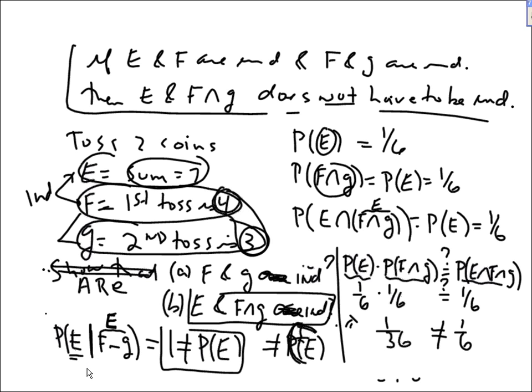If you wrote, for part B, if you wrote down this part, you said that this conditional probability is equal to the number 1, which is not P of E, I'd give you full credit for that. That really means you're thinking. There's nothing wrong with thinking. Okay, that completes the section on independence.